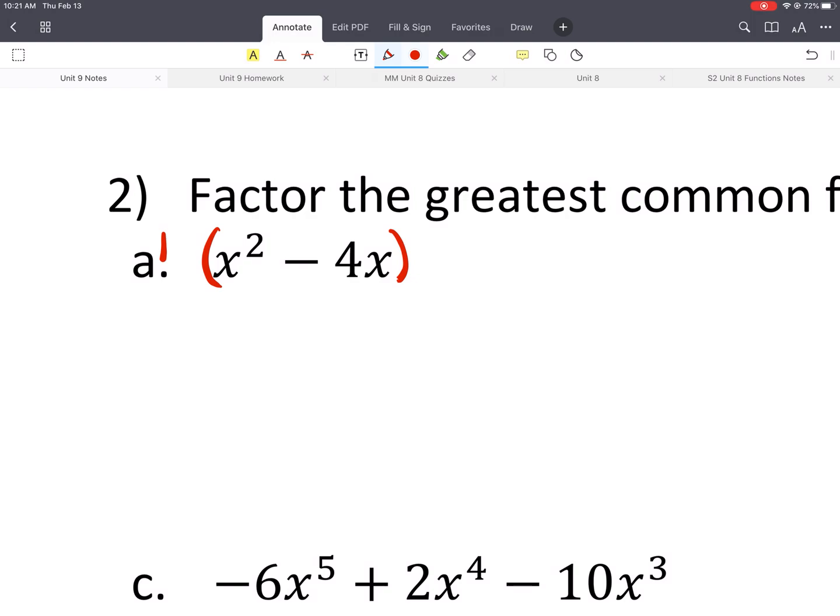And then for the variables, it will always be the smallest exponent. So here we have an x. So we'll take out a 1x. Okay, so our greatest common factor is x. 1 times x is x. And then we need to make sure we have whatever's left. Okay, and to do that, we just divide it by x. So we end up getting x minus 4.